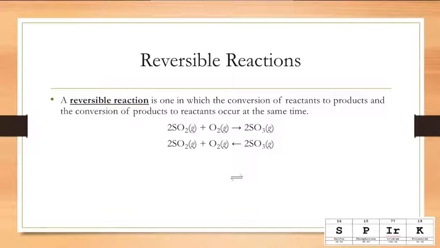A reversible reaction is one in which the conversion of reactants to products and the conversion of products to reactants occur at the same time. So if we look at these two equations, the top one we have SO2 plus O2 yields SO3, and then the reverse reaction is SO3 to O2 plus SO2. So we can actually just combine the two into one by using this double-sided arrow, and that shows that this is a reversible reaction.